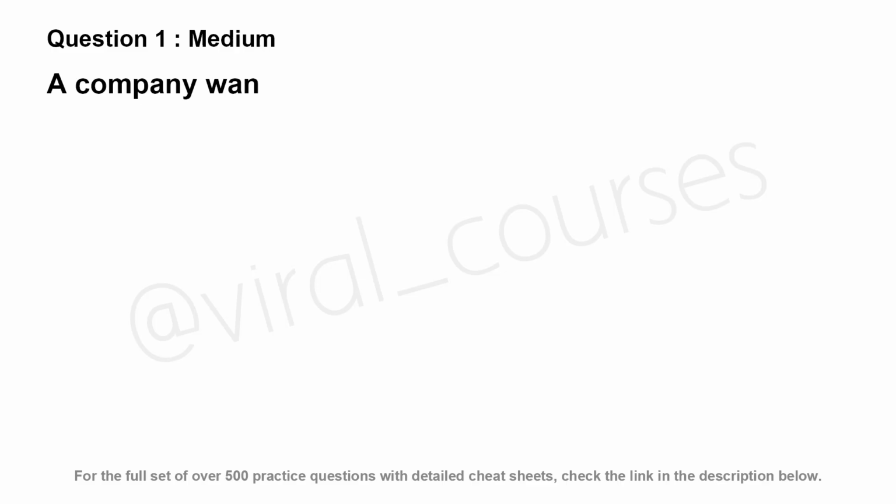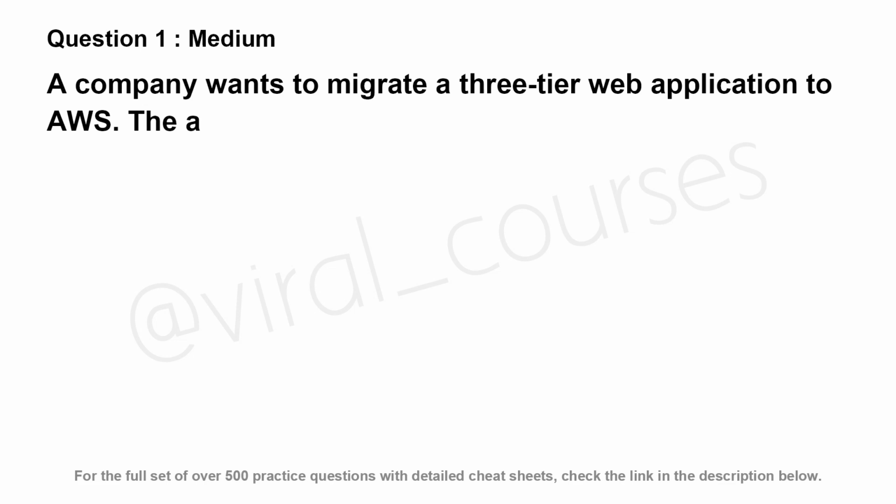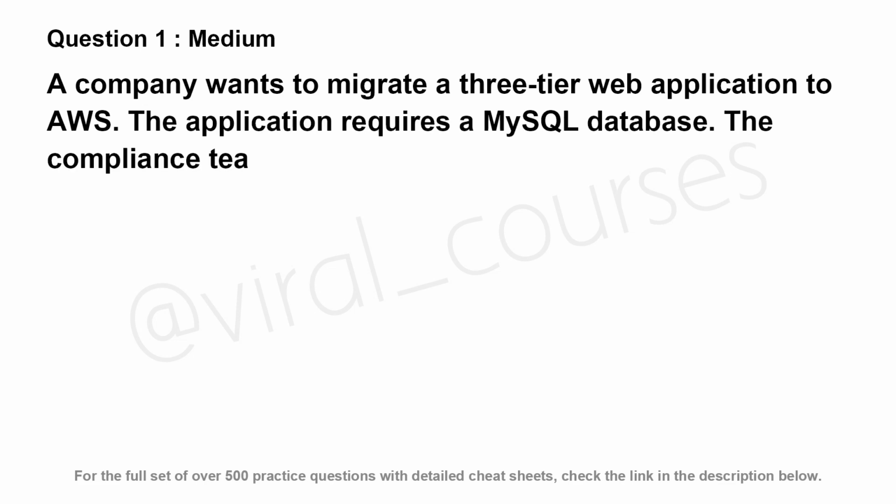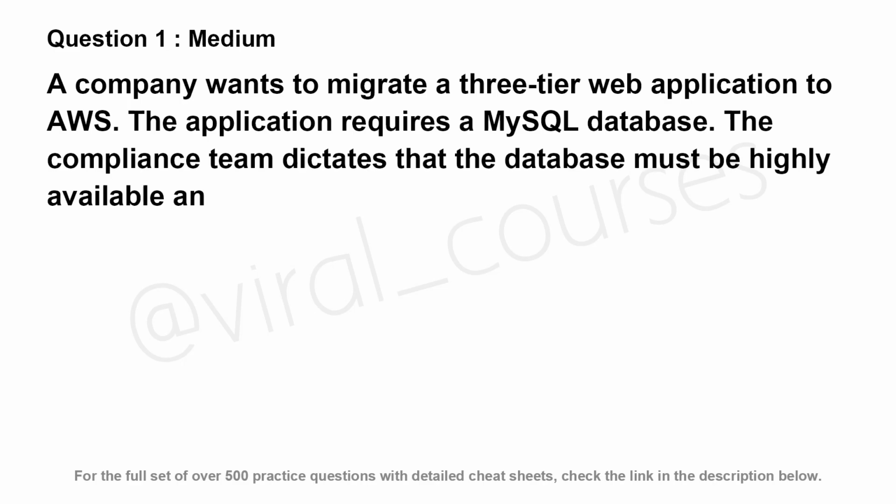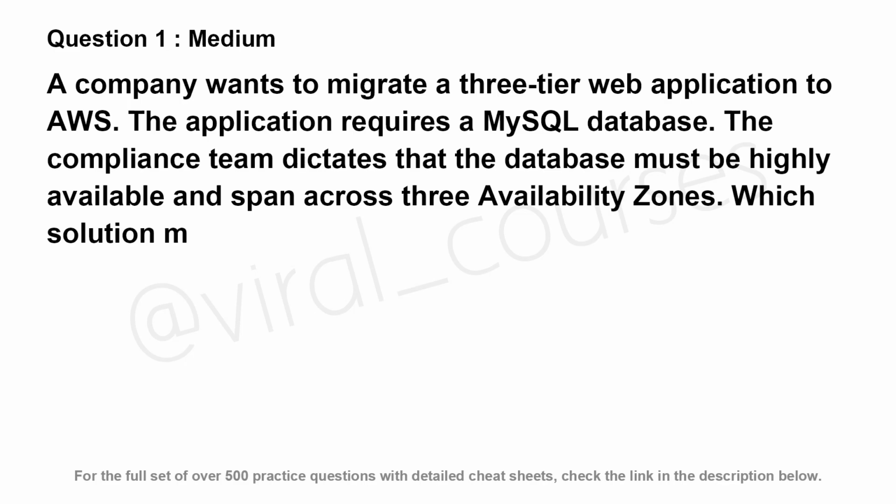A company wants to migrate a 3-tier web application to AWS. The application requires a MySQL database. The compliance team dictates that the database must be highly available and span across 3 availability zones. Which solution meets these requirements?